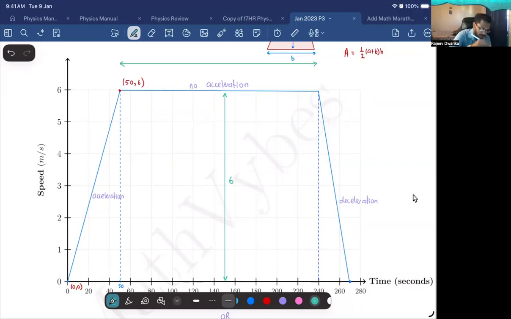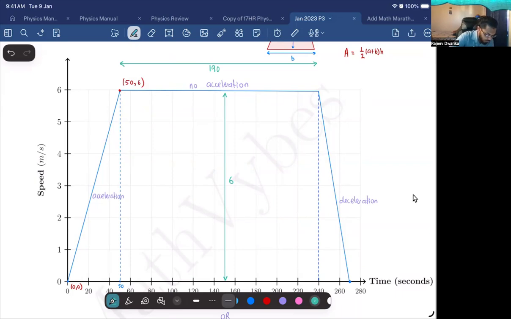Will it be 190, sir? Yeah, it would be 190 because this represents a period in which she maintained her speed, right? And she maintained the speed for 190 seconds. So you understand that? Yes, sir.